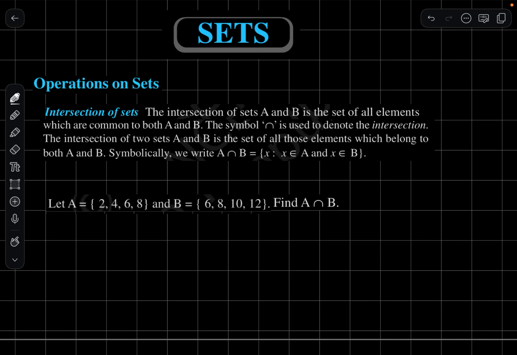Welcome back, 11th standard students, to chapter 1, Sets. In operation of sets, next we are going to go into intersection of sets. But before going into it, I forgot to give you the Venn diagram for A union B. We'll see what the A union B Venn diagram is, then we'll go into intersection.